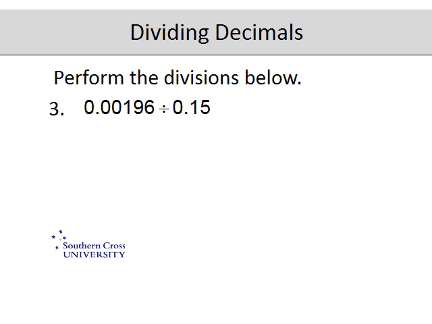Question 3, dividing by 0.15. Well, let's make this a whole number by moving the decimal point 2 places. So we're going to divide by 15. And if we do the same here, we're going to get 0.196. So this expression is equivalent to the one above and gives the same answer.